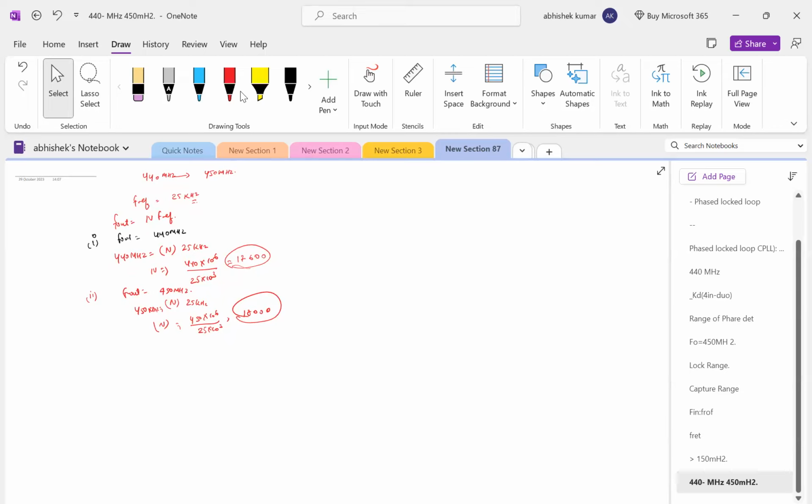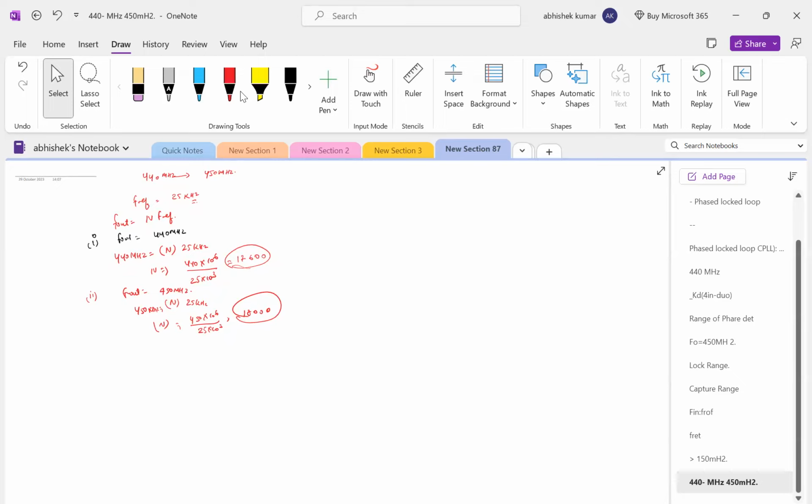Now they are discussing the problems. If f reference is very small, we need a large divider running at very high speed. The loop filter must remove the double frequency, so the bandwidth must be very small. So these are the disadvantages, that is the theory part, which I'm not going into, but we can have an understanding of it.